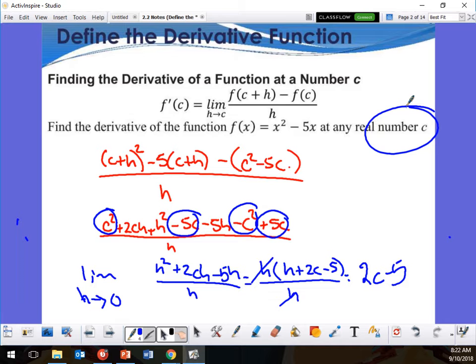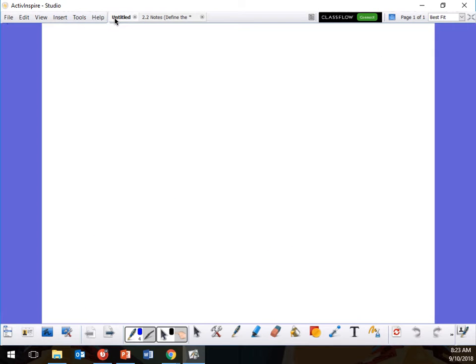So when I say, hey, let's find it at 2, at 2 it would be 2 times 2 is 4, minus 5 is negative 1. My slope there would be negative 1, because I'm always taking the limit according to c. This is also the same thing as saying y2 minus y1 over x2 minus x1.